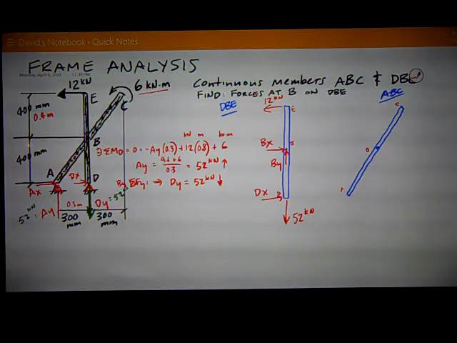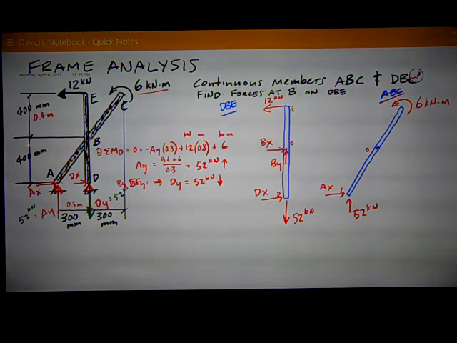On ABC, go to this other free body diagram. I've got AY, which I figured from the entire frame is 52 kilonewtons up. Don't know what AX is. Assume it like that. Then I've got this 6 kilonewton meter rotational concentrated moment up here.